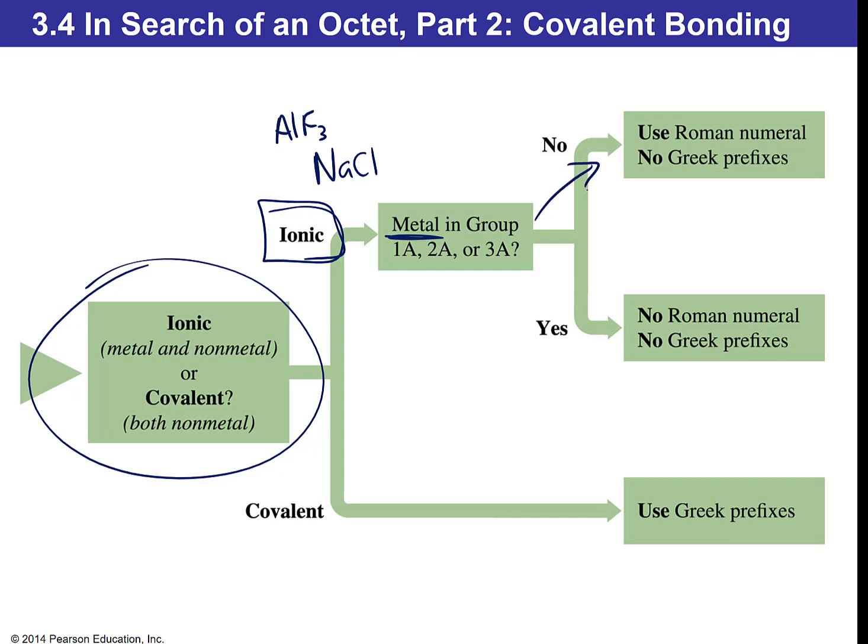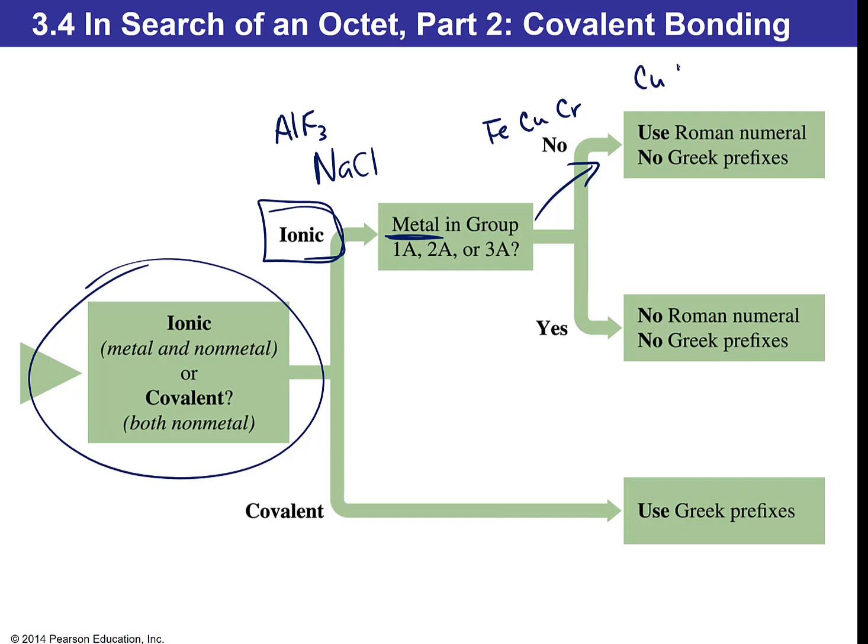In naming, if you see that the metal is iron, copper, or chromium, those are the special ones. Those are those transition metals. So remember, you have to use a Roman numeral. So like you would have a copper chloride. You would have to say if it's copper 1 chloride or copper 2 chloride. So you need to use the Roman numeral.